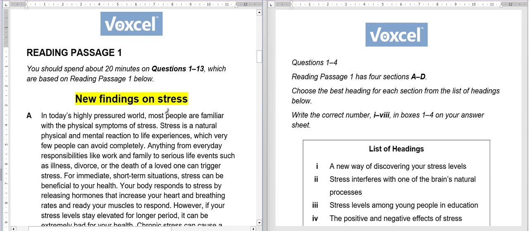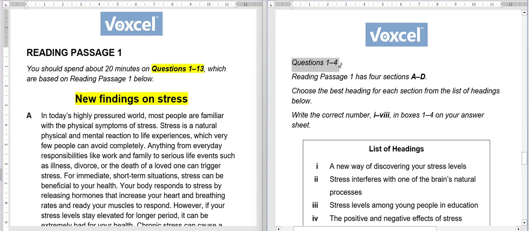Now, what we will do, we will not start to read the passage just yet. We will go straight to the questions, see what kind of questions we are dealing with, what types of questions we are dealing with, and then we will start doing the test. Okay, so look at the question numbers. Do we have to solve questions 1 to 13? So let's see the question types.